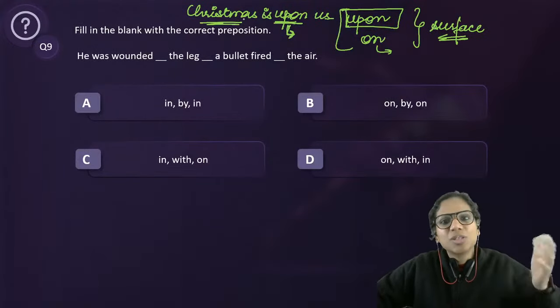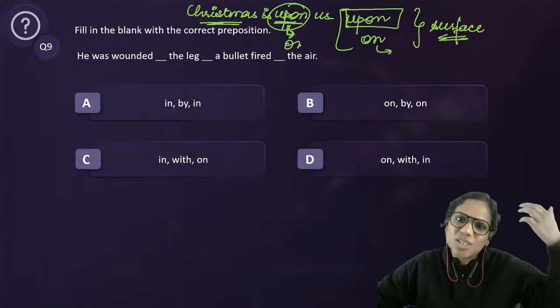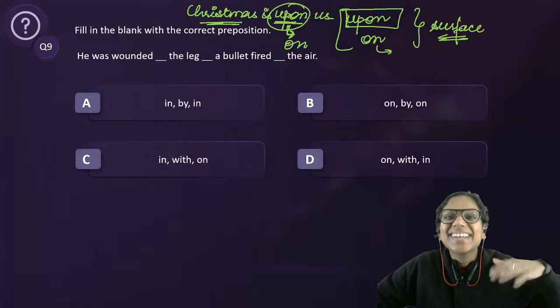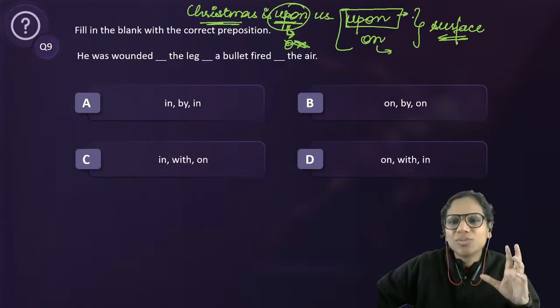So Christmas is upon us. That means Christmas आने वाला है. Right? बस आ ही गया एक तरह से. That's the idea. Here you can't say Christmas is on us. So that's the only difference. Otherwise, on, upon, interchangeably you can use them. This is relatively more formal.